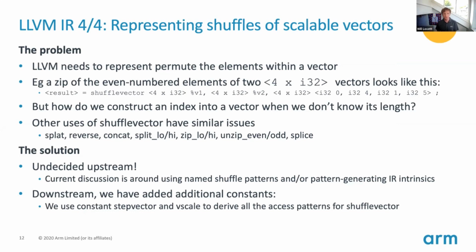So the solution to this isn't fully decided upstream. The current discussion is around using named shuffle patterns to represent, you know, a low zip or so on, or possibly using target-specific IR intrinsics that return a pattern that can be used by shuffle vector, that sort of thing. Downstream we did this a different way. We added new constants to the IR that can be used to construct these patterns, but that's not what we're looking at doing upstream.